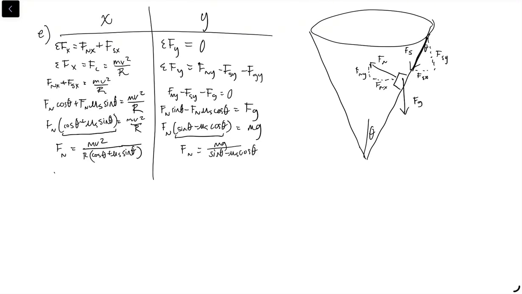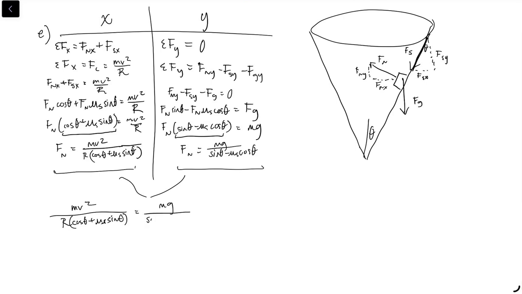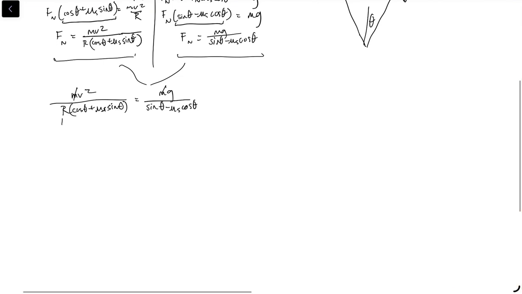Okay, since these are both equations for Fn, we can set those as equal to each other. And then m cancels out, and we want to solve for v. So we can multiply this term up.